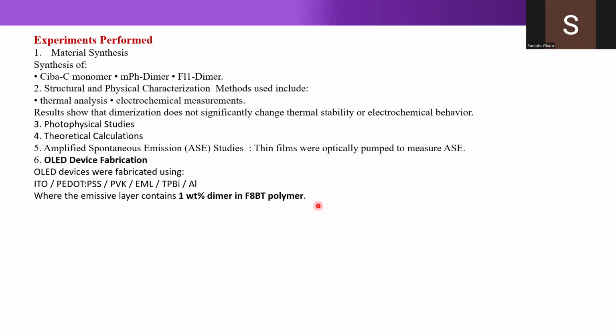So now they performed the experiments. They first synthesized the materials, that is the CYC monomer, which is the parent molecule, and they made the phenyl linker and fluorene linker dimers. Then they did the photophysical characterization, like thermal energy, electroluminescence measurement, and the theoretical calculation, they also did DFT studies. Finally, they did the ASE measurement, and OLED fabrication was also done.